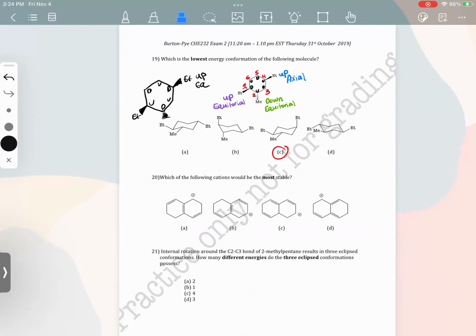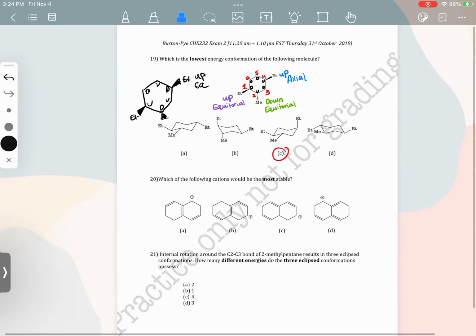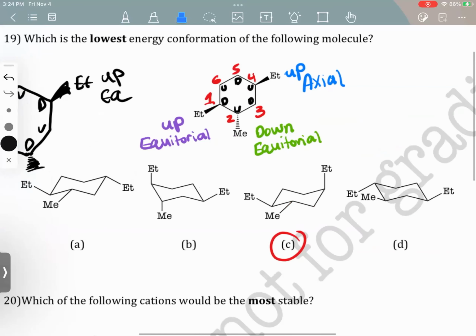Wait, question, right? About the first ethyl, how do you know it was equatorial? Oh, because the ethyl is bigger than methyl. So the biggest group you'll always want to force in the equatorial position, and then once you do that, follow up with the rest of the substituents and see what positions they land on.